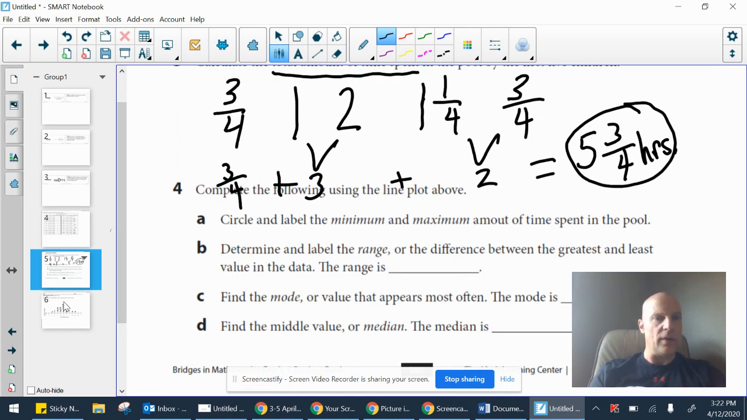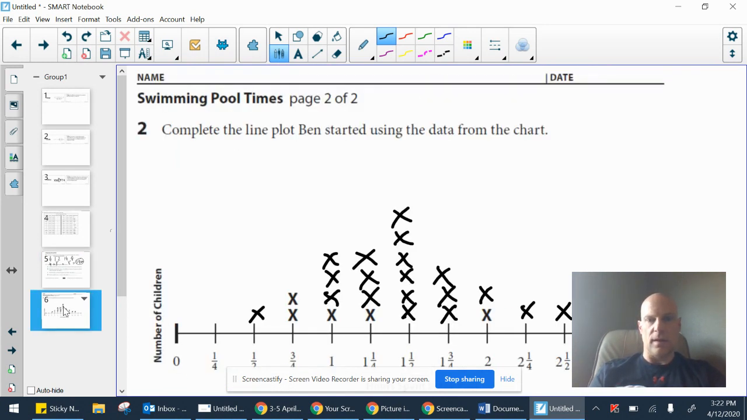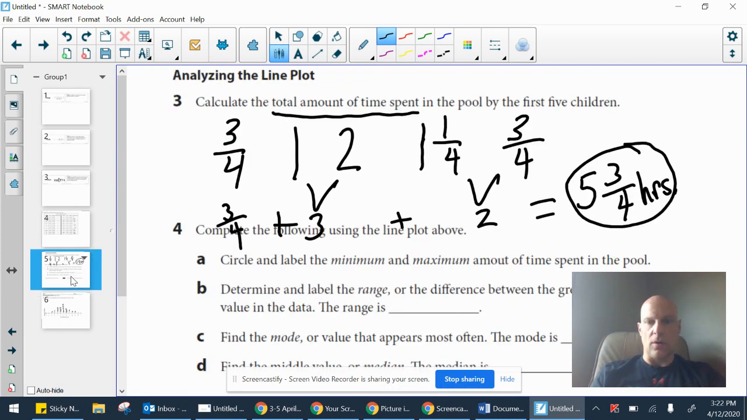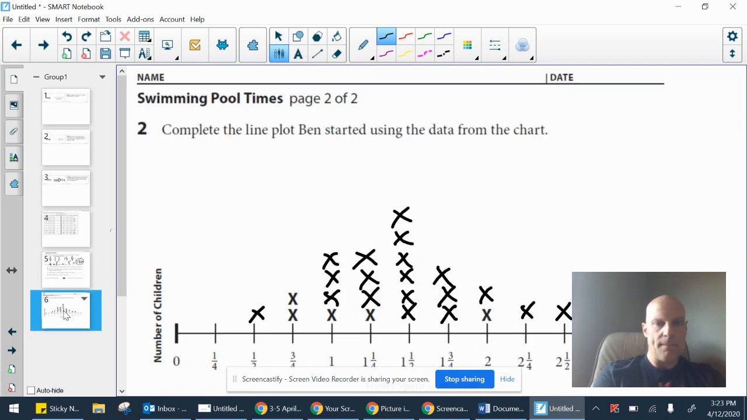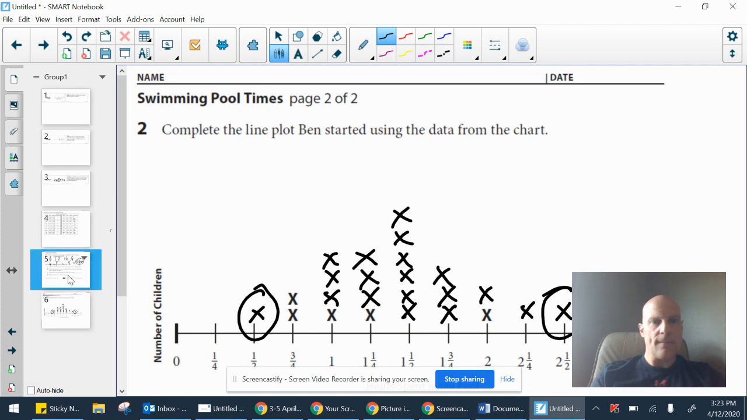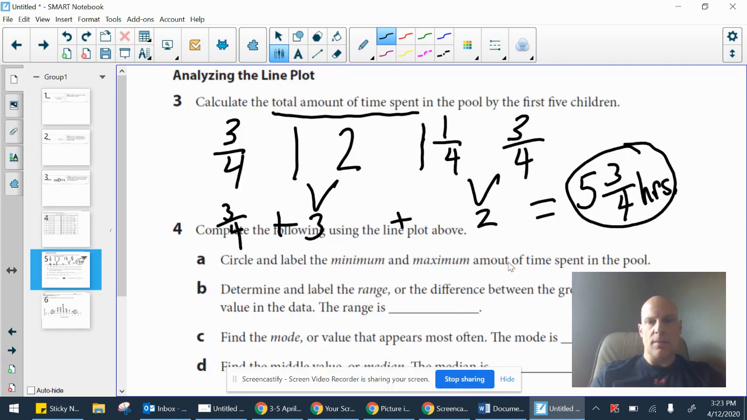So now, number 4, what I need to do is complete using the line plot. So I'm going to use this set of data here, my line plot, in order to solve number 4 and the questions for number 4. Circle and label the minimum and maximum amount of time spent in the pool. Minimum, that would be the smallest. Maximum, that would be the largest. And then my question is, determine and label the range.